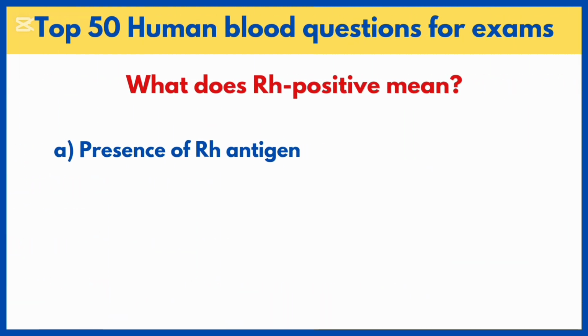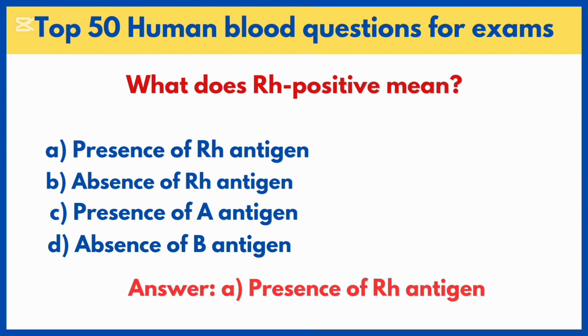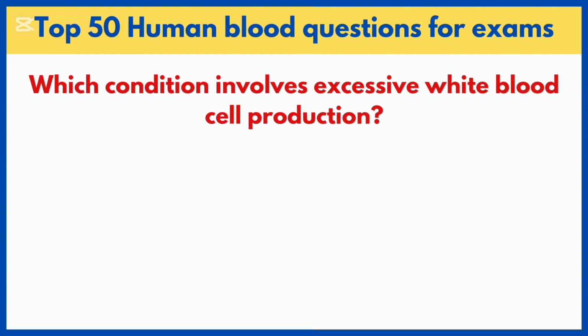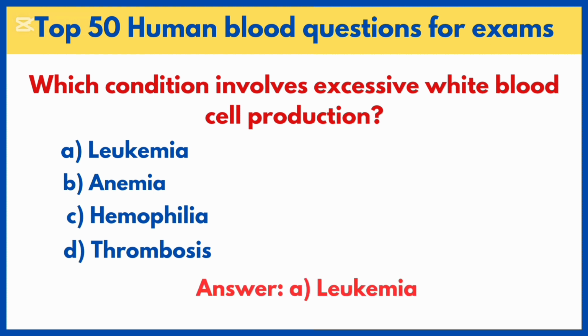What does Rh positive mean? Correct answer is option A, presence of Rh antigen. Which condition involves excessive white blood cell production? Correct answer is option A, leukemia.